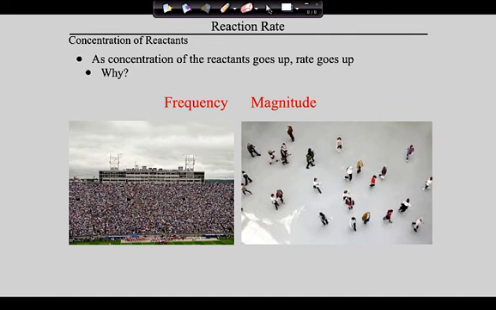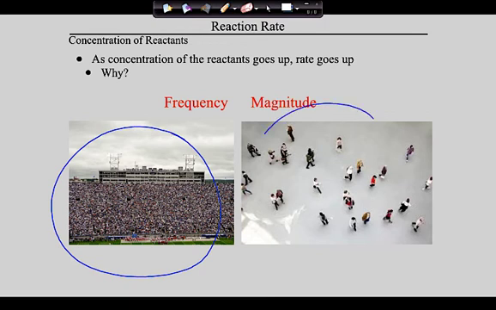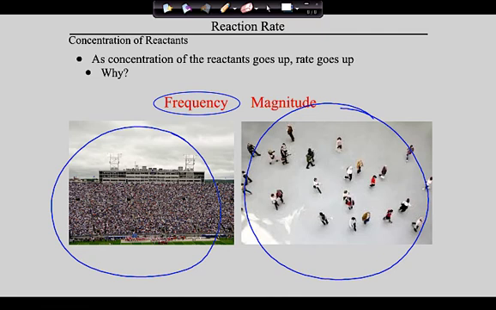We certainly understand that the people that are in the football stadium are going to run into other people much more often. You're bouncing against all the people that are around you. Well, if you're out in the plaza, you aren't going to run into people as often because you're more spread out, and as a result, you don't run into people as much. So this would be a question of frequency. You will run into things more frequently, so the higher the concentration of reactants, the more frequent the collisions, and therefore the faster the rate.